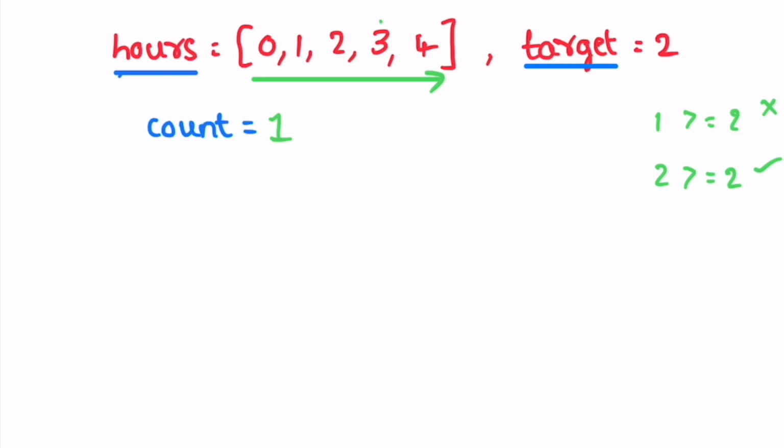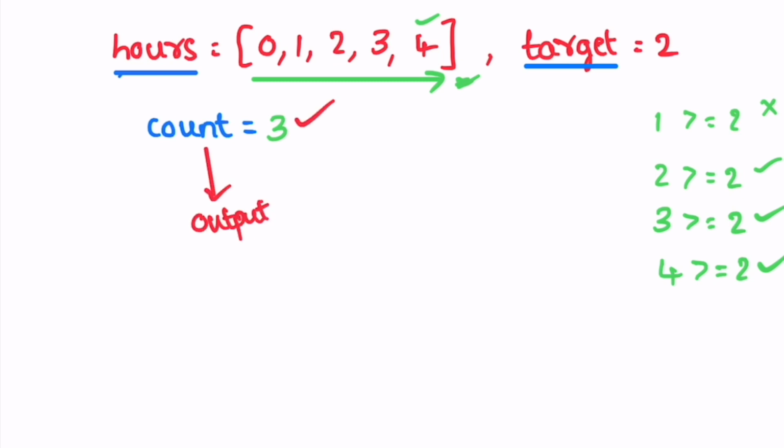Now let's go for the next element. Is it greater than or equal to target, which is 2? Yes. So increment count. 1 will become 2. Go for the next element. Next element is 4. 4 is greater than or equal to target. Yes. So increment count. Count will become 3. And we have reached the end of the hours array. Now whatever is present inside this variable count will be returned as the output. So 3 is our output.